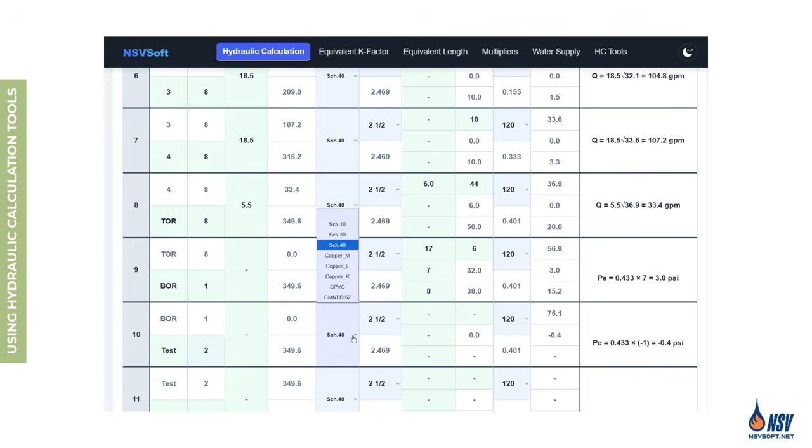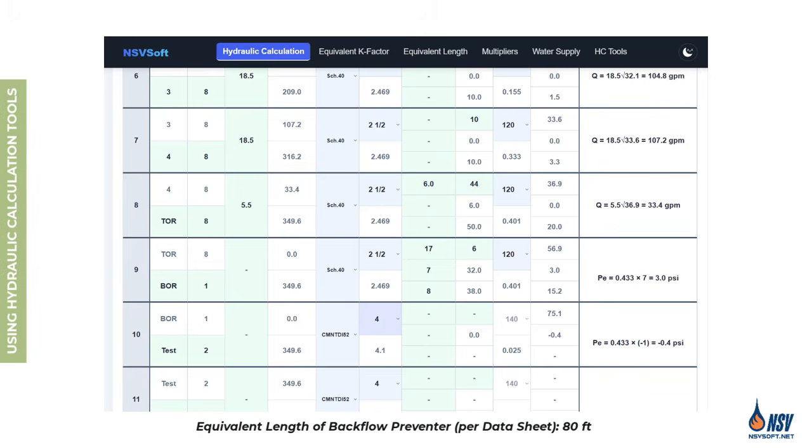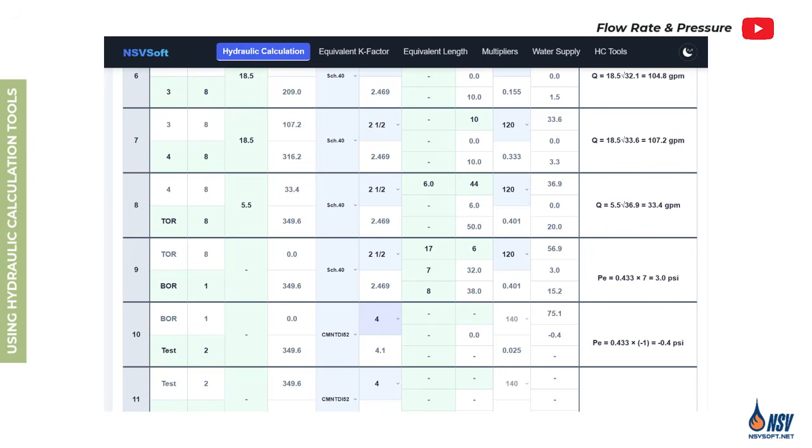The pipe type is cement-lined ductile iron, class 52. By selecting this option, the software updates the C factor to 140. The pipe size in this section is 4 inches. In the final section of our system, there's a set of backflow preventers. According to the device's datasheet, the equivalent length is specified as 80 feet. As explained in the flow rate and pressure video, in most cases the values in datasheets are based on Schedule 40 pipe with a C factor of 120.